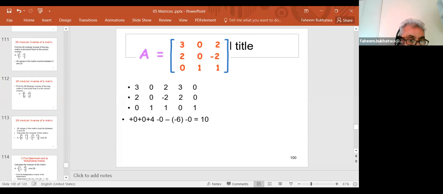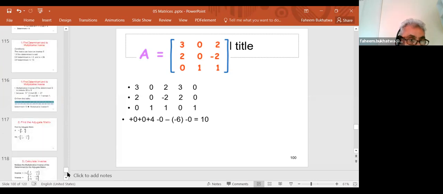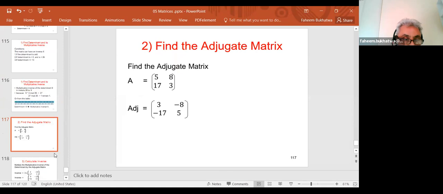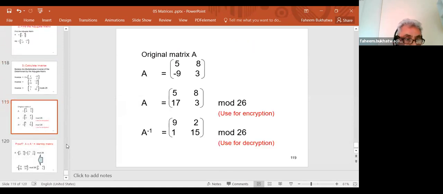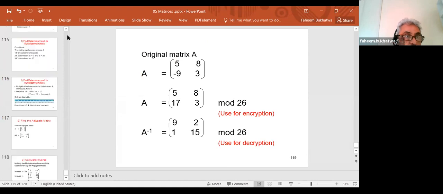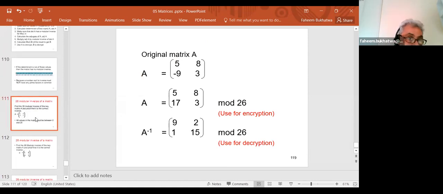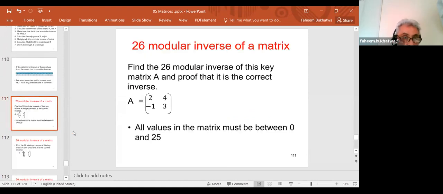I want to get small numbers if I can. Are these small numbers? No, they're not too small, are they? Okay, well, let's have a quick example.